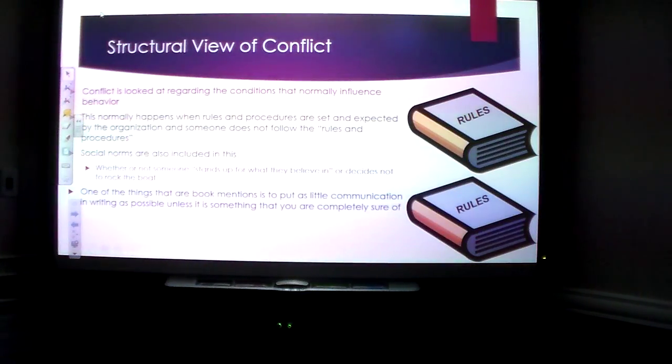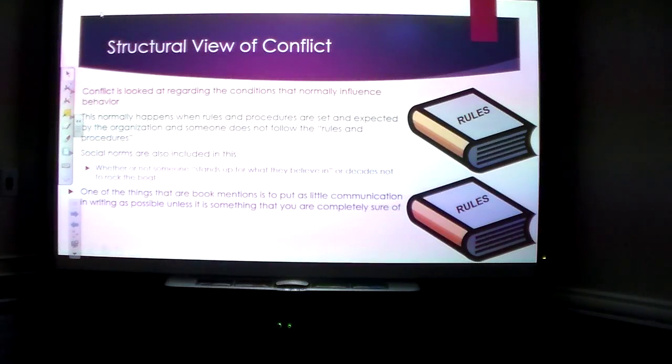So the structural view of conflict, this is really, does the organization cause conflict because somebody doesn't follow rules and procedures? So does somebody stand up for what they believe in? Do they not rock the boat? Was it a matter of them being ignorant? And I don't mean ignorant in the wrong way. Were they ignorant to what they were supposed to know?